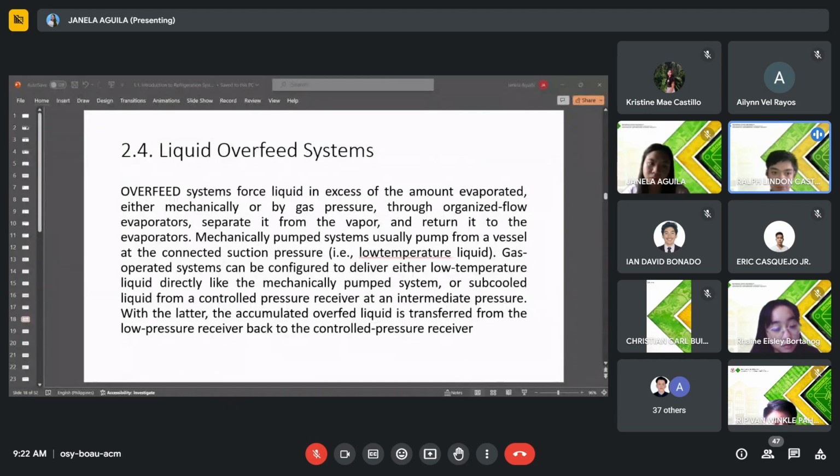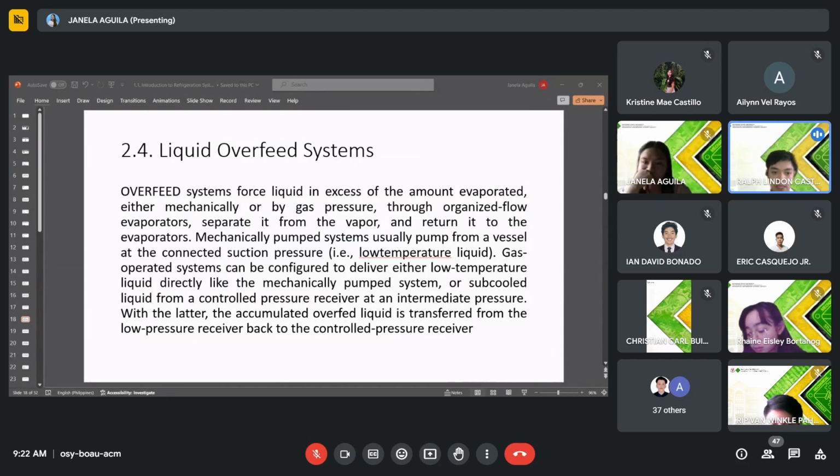In simple terms po, sa liquid overfeed systems po, yun pong excess na refrigerant na hindi nag-evaporate sa evaporator, yun po ay pupunta sa receiver tapos mariredirect po ulit siya sa evaporators. Ang liquid overfeed systems po ay widely used in large-scale industrial refrigeration systems dahil po sa kanyang dagdag efficiency.